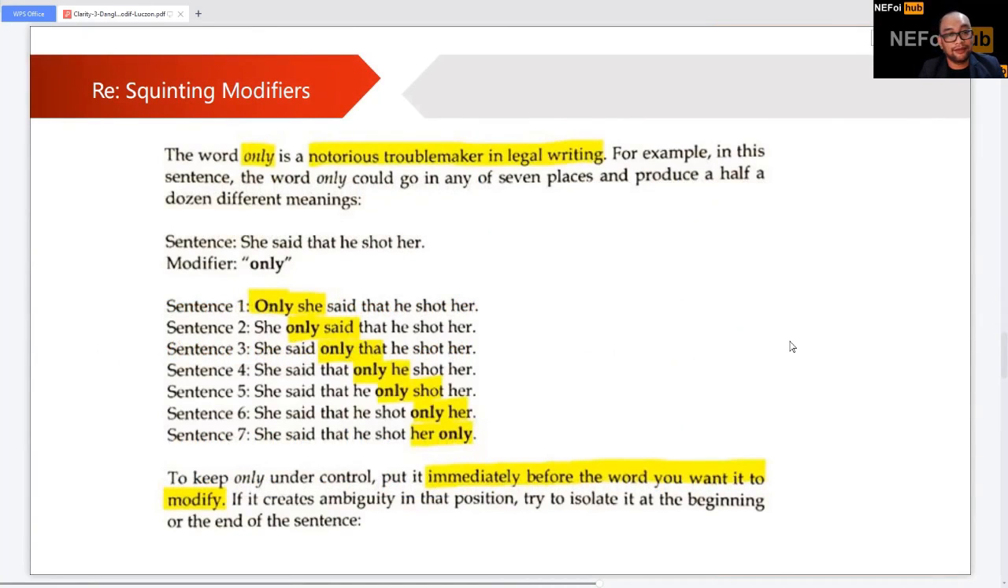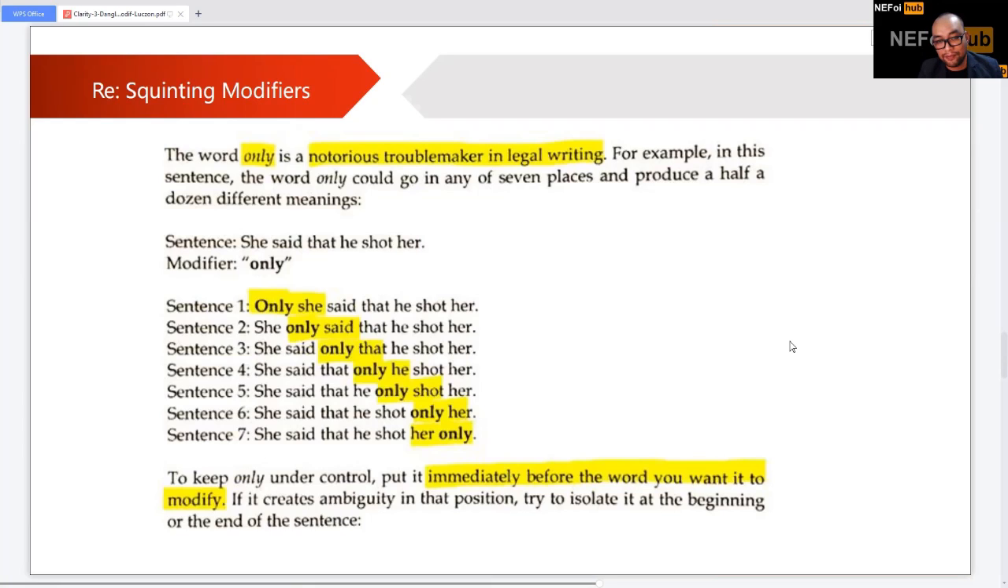I have to admit that I'm not really an expert at putting the word only into whatever. This kind of word, I put it based on instinct, or if I have read it right, or once I have written it, something like that. But anyway, it's valid because, according to the book, it's usually a notorious troublemaker in legal writing.